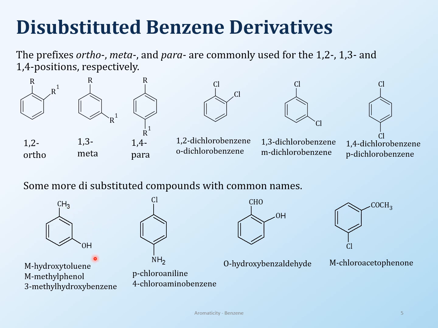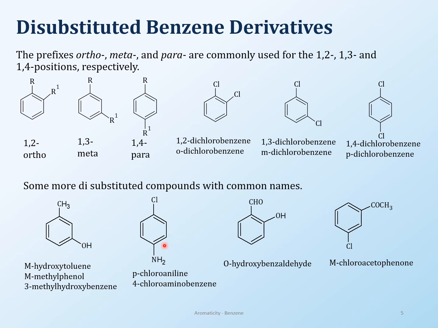And actually in this one, everything is easy, because both of these groups are pretty straightforward. You have the methyl group and you have the hydroxy group over here. So meta-hydroxytoluene or meta-methylphenol, both of them are okay. And then 3-methylhydroxybenzene. So hydroxy means that you're giving the hydroxy number 1, and then 3-methylhydroxybenzene. Any of these names is okay.